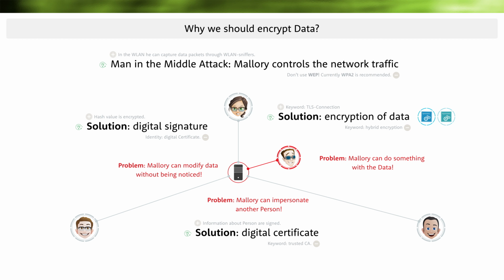If Alice wants to secure the integrity of data, then it must be digitally signed. If Mallory then changes data, then this can be noticed by a digital signature. If Alice wants to secure the integrity of herself, then she needs a digital certificate. If Mallory wants to impersonate Alice, then this can be detected by a digital certificate.